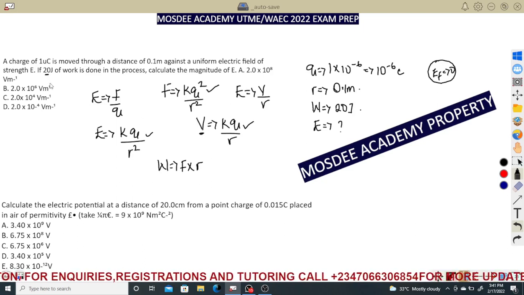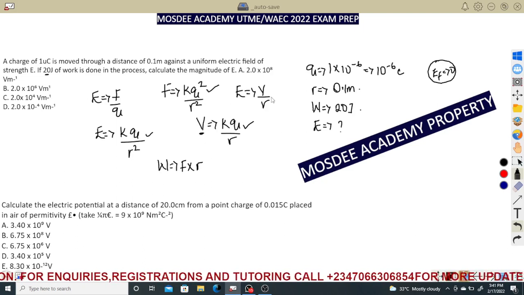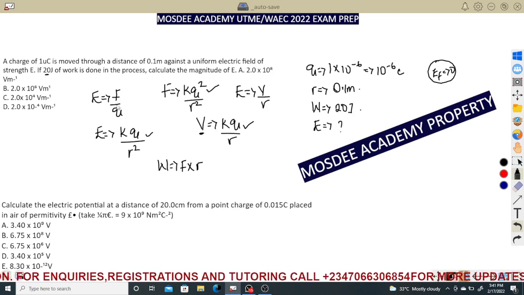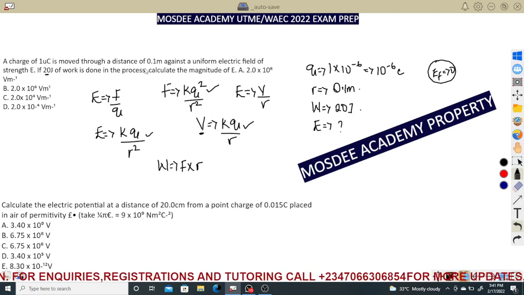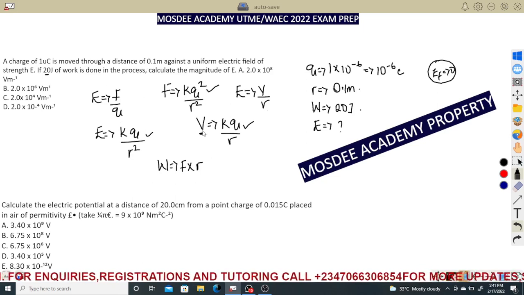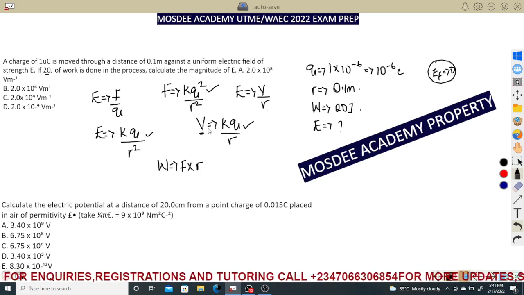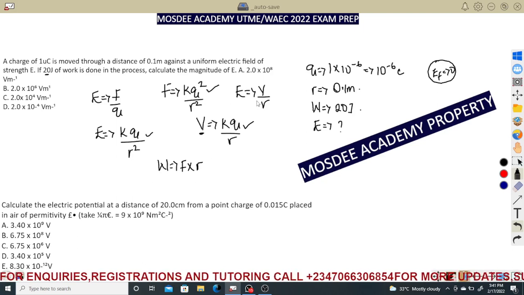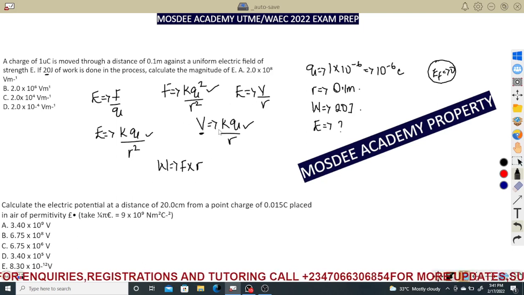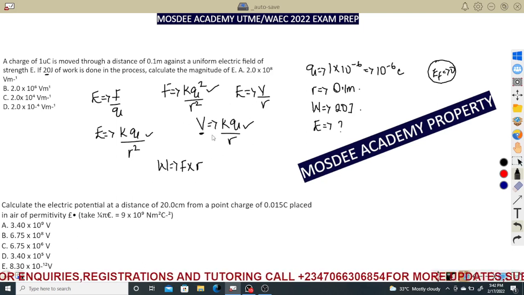For those of you who want to use V over R to get your distance, this is what you do. You can see the distance moved by the charge. So what you just need to understand here is that to solve this type of question, you still need to use your formulas. If you say E equals V over R, you need to get V. You can see you need to get the value of V.